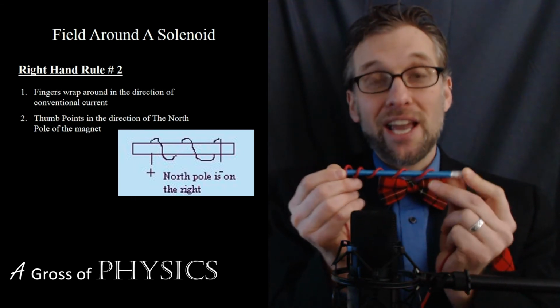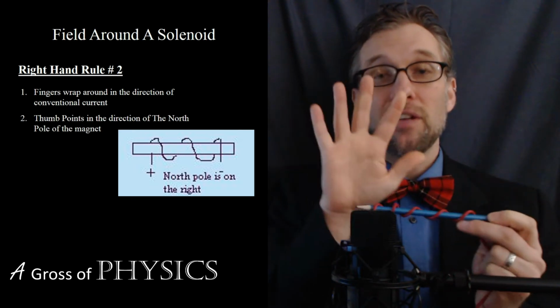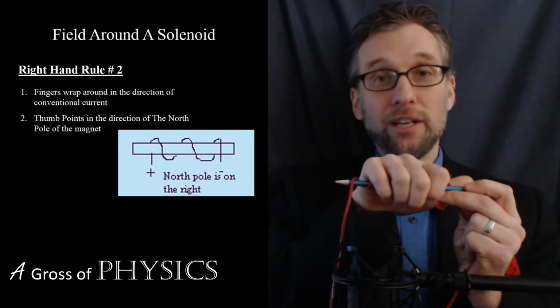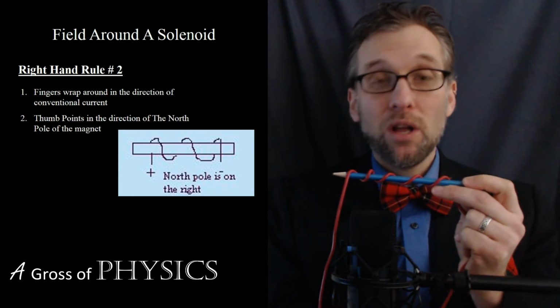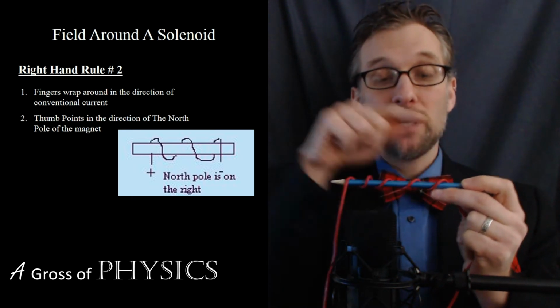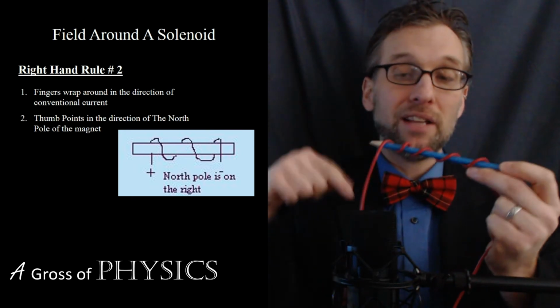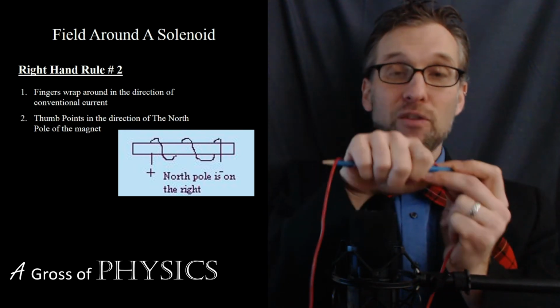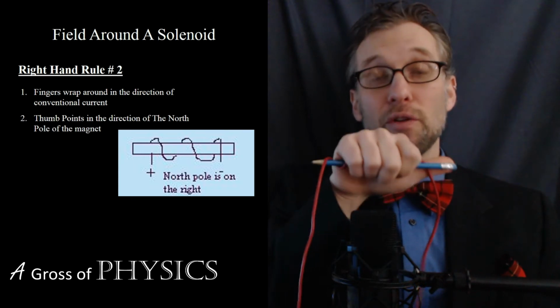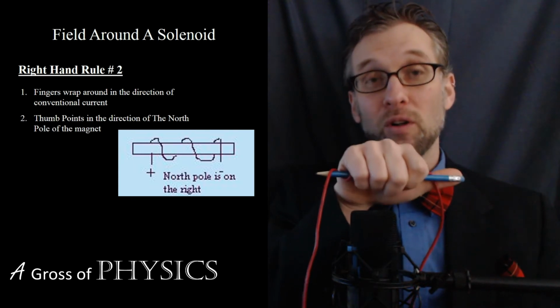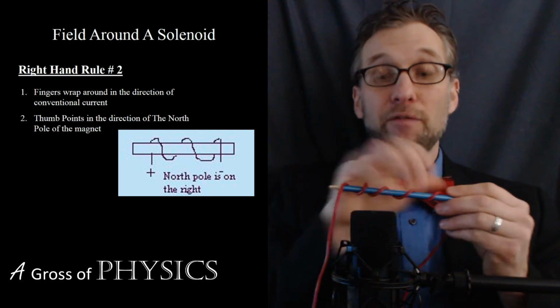The solenoid in this case, you need to take your fingers and place them in the direction of the proton flow. So in this case, if I have the protons flowing around my pencil like this, I'm going to wrap my hand around the pencil, and right hand rule 2 says your thumb points in the direction of the North Pole. Now the same could be said for the left hand.